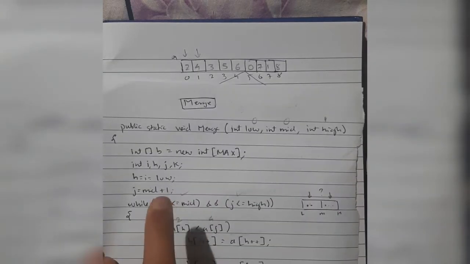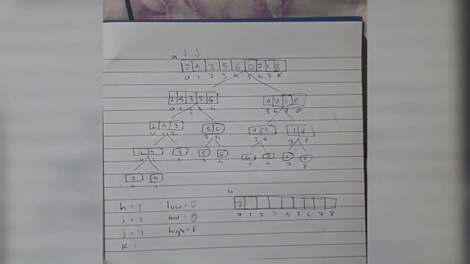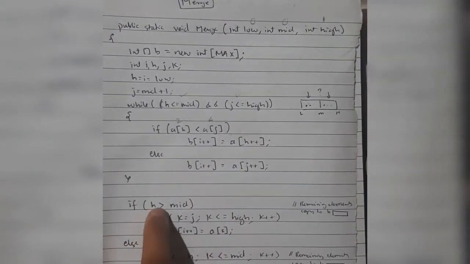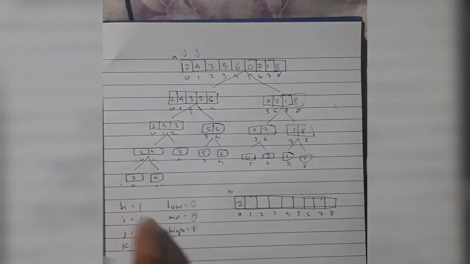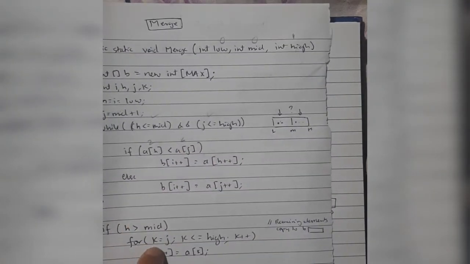Here again we'll be checking h is less than or equal to mid. Is h less than or equal to mid? No, it's not true. So we'll skip this line of code now. Then if h is greater than mid, what is the value of h? H is 1. Is it greater than mid? Yes, it is greater than mid. So then we will be doing this line of code.